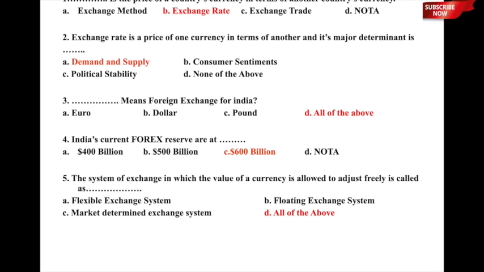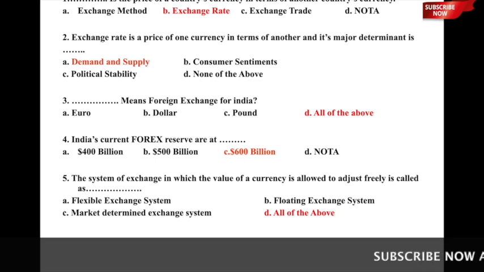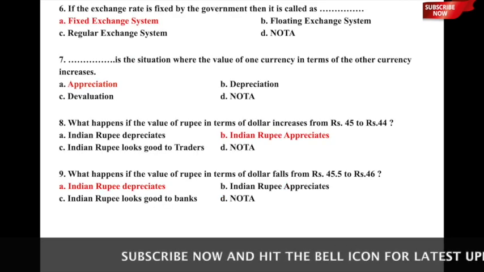That means, if at all the value of a currency is allowed to adjust freely according to the market forces, then it is termed as flexible exchange system or floating exchange system or market determined exchange system, and therefore option D, all of the above, is the correct answer to this particular question. I hope that is clear. Let us now move to question number 6.